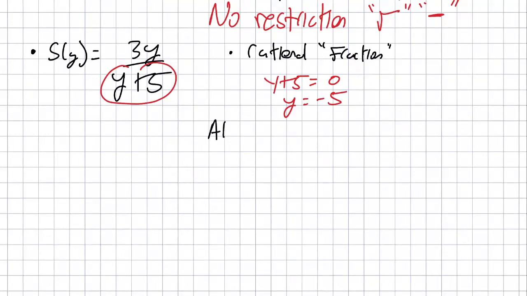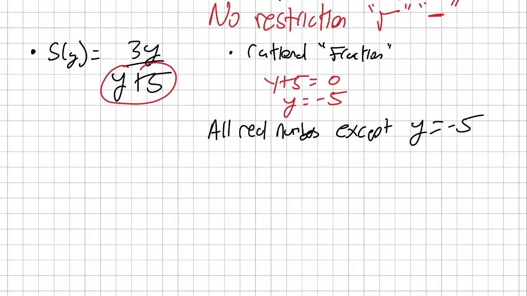So all real numbers except y equals -5, because -5 will make my function undefined. Or you could also just say y can't equal -5. That's honestly the same thing, because you're given the restriction that y can be any number except -5.